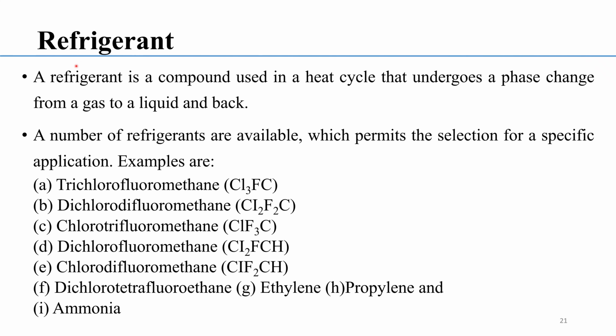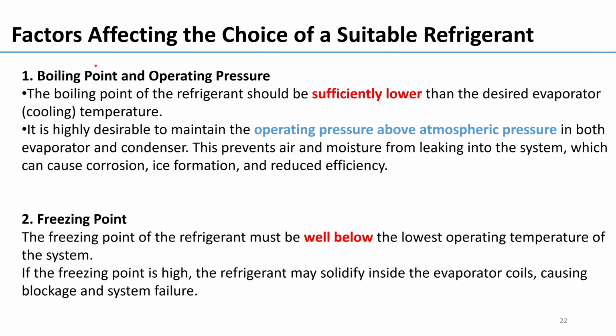Now, let's discuss the most important ingredient of refrigeration, that is refrigerant. A refrigerant is a compound used in the heat cycle that undergoes a phase change from a gas to a liquid and back. A number of refrigerants are available, which permits the selection of a specific application. For example, trichlorofluoromethane. So there are some refrigerants which are commonly used in the vapor compression refrigeration system.